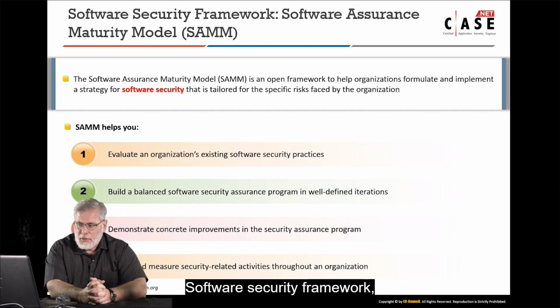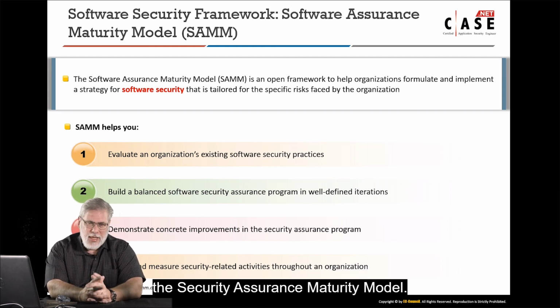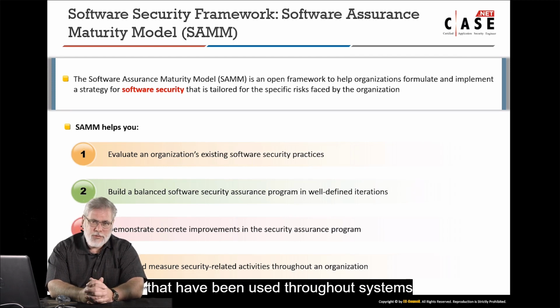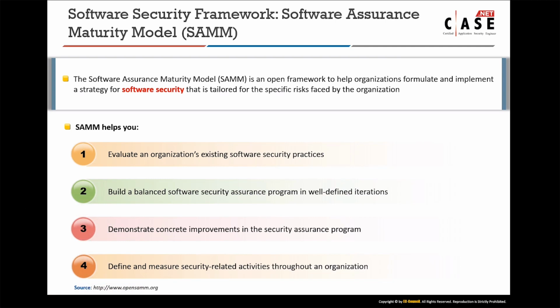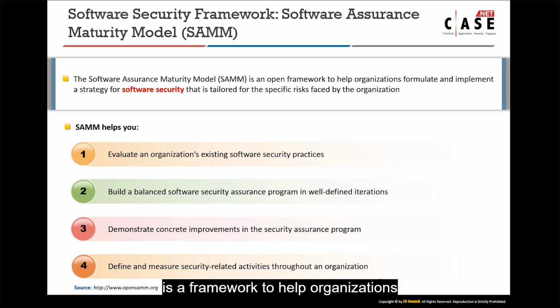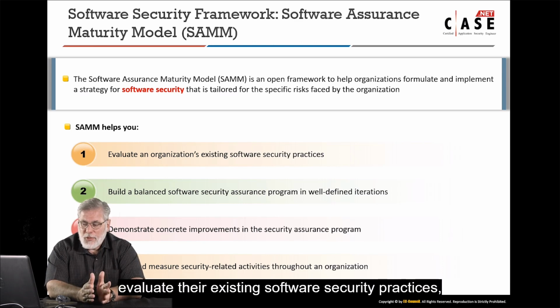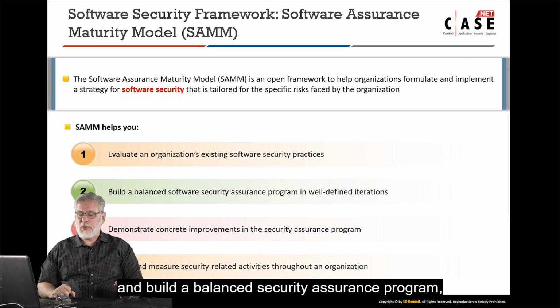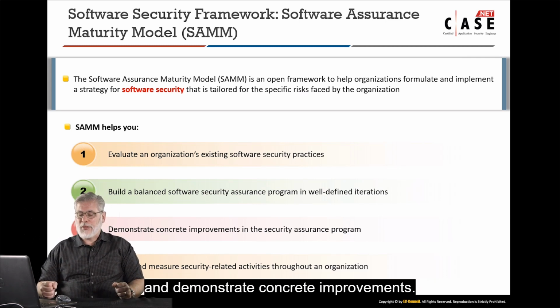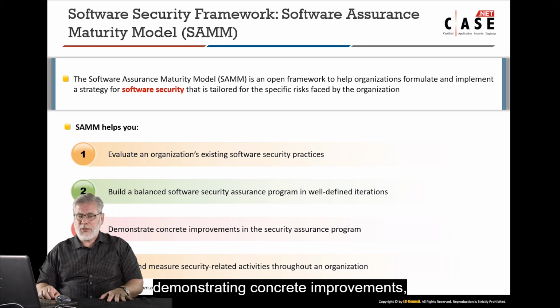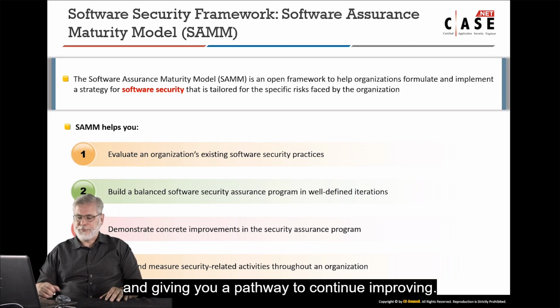Software Security Framework, the Security Assurance Maturity Model. Now, you're probably aware there are a wide range of capability maturity models that have been used throughout systems and software engineering. The Software Assurance Maturity Model is a framework to help organizations look at their software security maturity levels. It's designed to help any organization evaluate their existing software security practices and build a balanced security assurance program and demonstrate concrete improvements. Now, if you think about it for a moment, all maturity models are about demonstrating concrete improvements and giving you a pathway to continue improving.